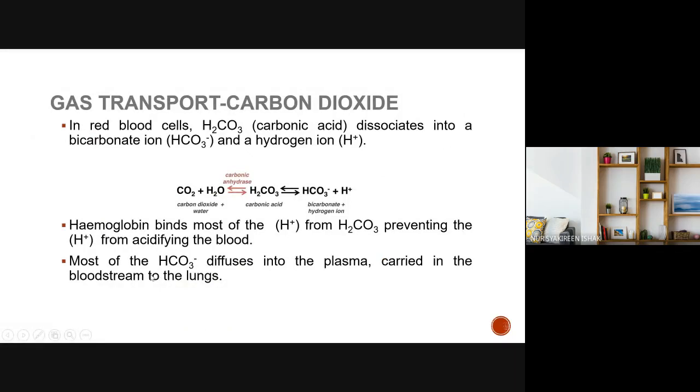Okay, so in red blood cells, carbonic acid H2CO3 dissociates into bicarbonate ion HCO3 minus and hydrogen ion. So ini yang akan menyebabkan awak punya blood jadi acidic. To prevent your blood from becoming acidic, so that's hemoglobin akan bind. Okay, so hemoglobin binds most of the hydrogen ion from the carbonic acid, preventing the hydrogen ion from acidifying the blood. So most of the bicarbonate ion diffuses into the blood plasma, carried in the bloodstream to the lung.